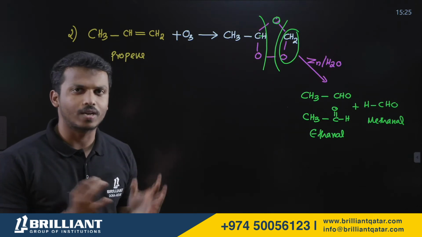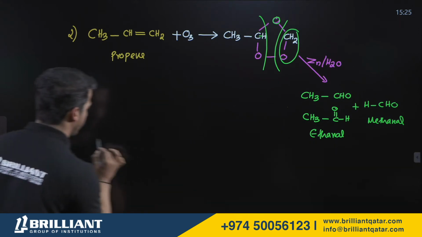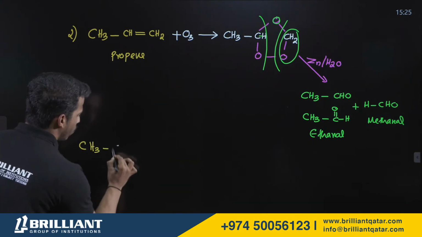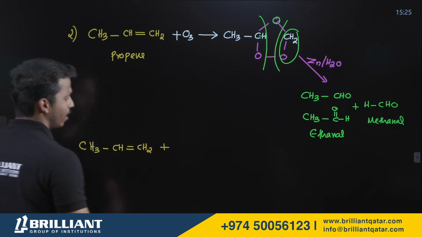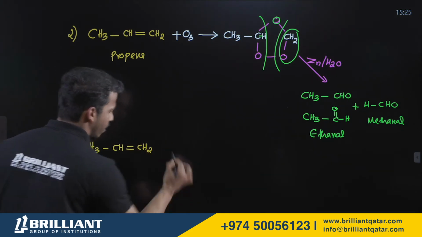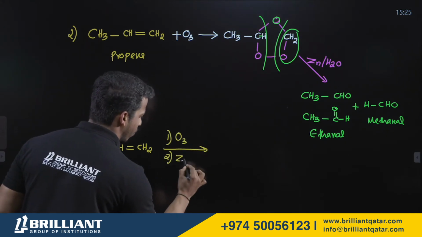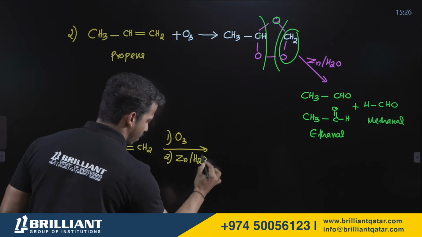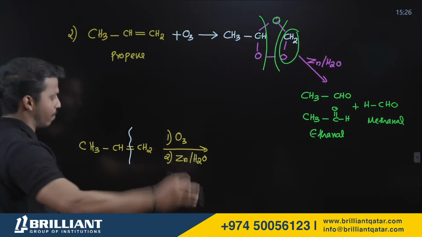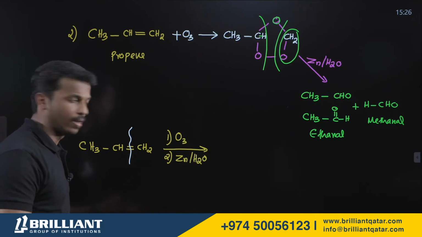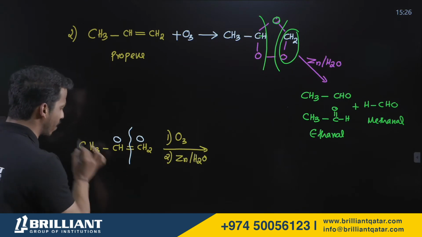Shall we go with the shortcut method? How can we write the product directly? Dear all, take your alkene once again. What is our alkene? Propene is our alkene. What are we doing? Let us do it in a single step. First, we are adding ozone. Second, we treat with zinc and water. Breaking will happen. What we have to do is remove or cut the double bond. One oxygen left, one oxygen right. Finish. What do you have on the left side?